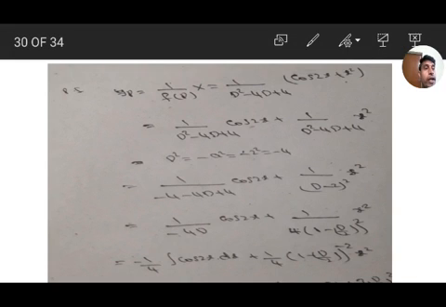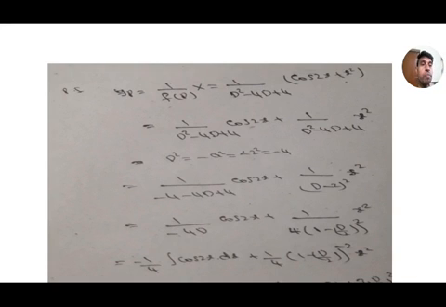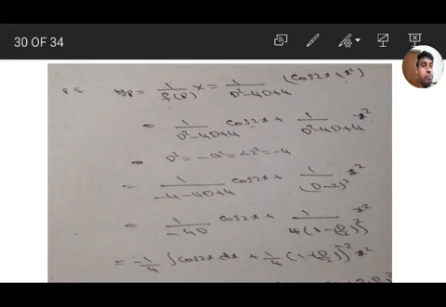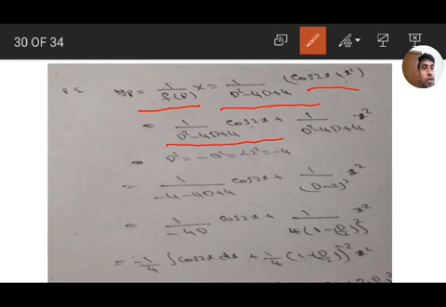Next, the particular integral, PI equal to 1 by f of D times X, that is 1 by D square minus 4D plus 4 of (cos 2x plus x square). Here we separate it: 2 cos 2x, that is 1 by D square minus 4D plus 4 of cos 2x. Next, 1 by D square minus 4D plus 4 of x square.